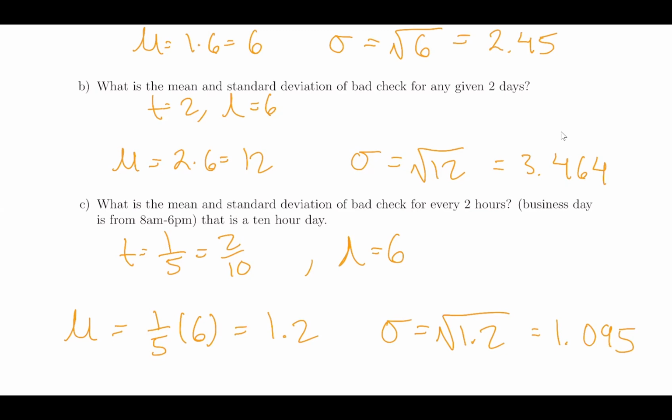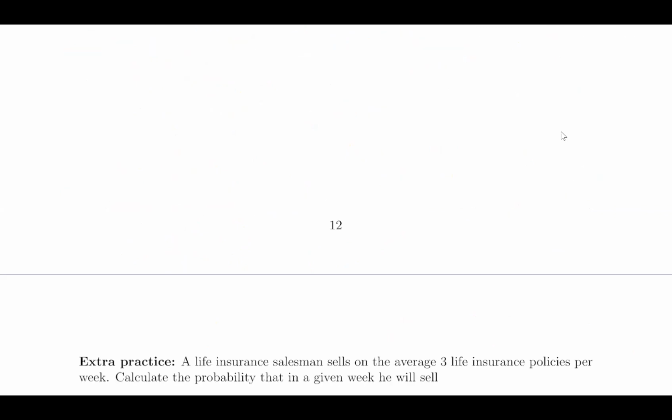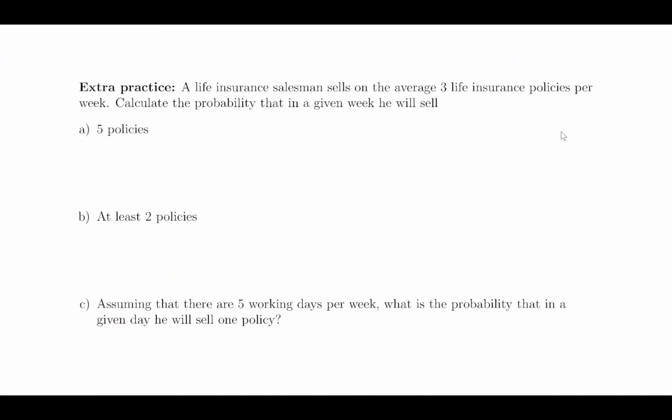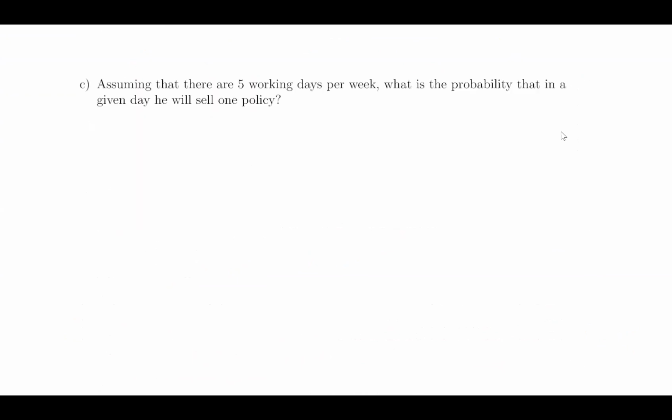So for those finding the mean and standard deviation, it's not that bad, you just have to make sure you follow the formula. And the formula is not that bad. It is multiplying t times lambda. And then to find standard deviation, you take the square root of t times lambda. Any question for C? All right, so let's do this problem. And then that's it for today.